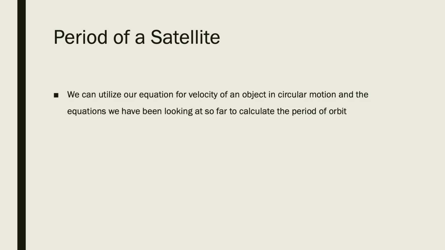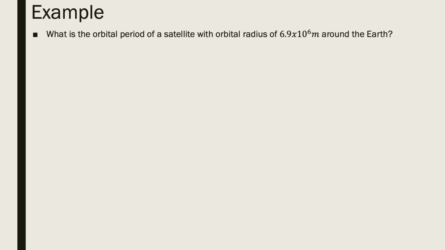Okay, next we'll talk about period of a satellite. We can utilize our equation for velocity of an object in circular motion and the equations we have been looking at so far to calculate the period of orbit. So for example, what is the orbital period of a satellite with orbital radius of 6.9 times 10 to the 6 meters around the Earth? So we know we're using the mass of Earth, so that's 5.98 times 10 to the 24 kilograms. We know our radius is 7.5 times 10 to the 6 meters, and we're looking for a period.